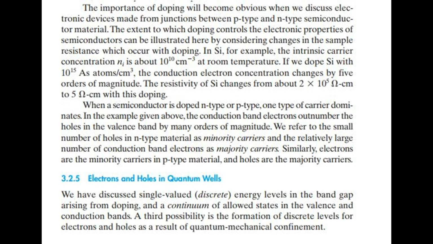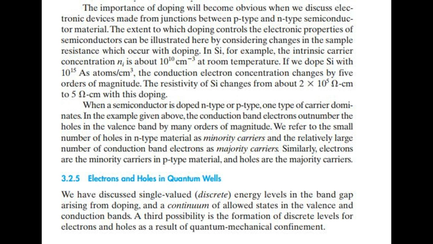In the example given above, the conduction band electrons outnumber the holes in the valence band by many orders of magnitude. We refer to the small number of holes in N-type material as minority carriers and the relatively large number of conduction band electrons as majority carriers. Similarly, electrons are the minority carriers in P-type material, and holes are the majority carriers.